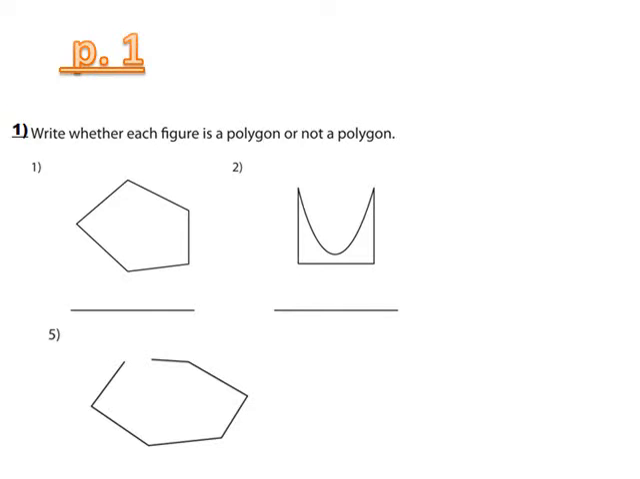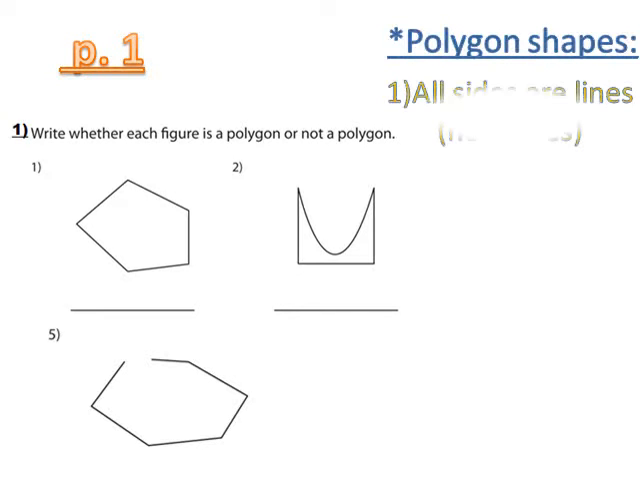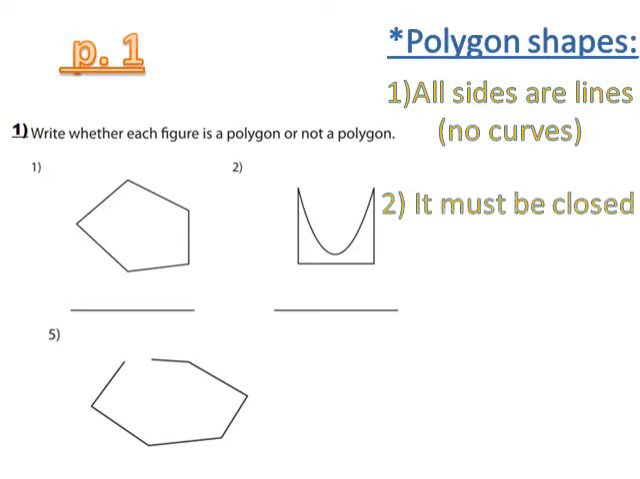Here in page 1 in your revision sheet, question number 1. Write whether each figure is a polygon or not a polygon. Let's remember together what is a polygon. A polygon is a shape that has all its sides straight lines, it has no curves, and it is a closed shape. So let's check the shapes.